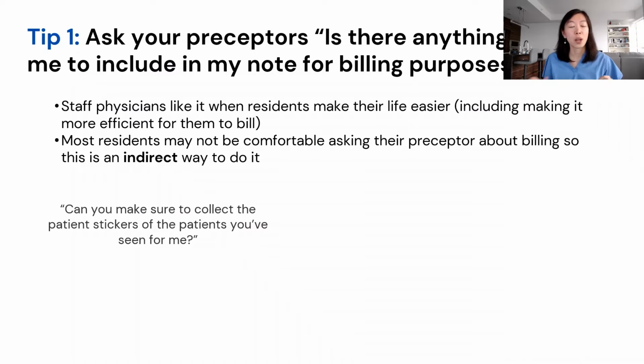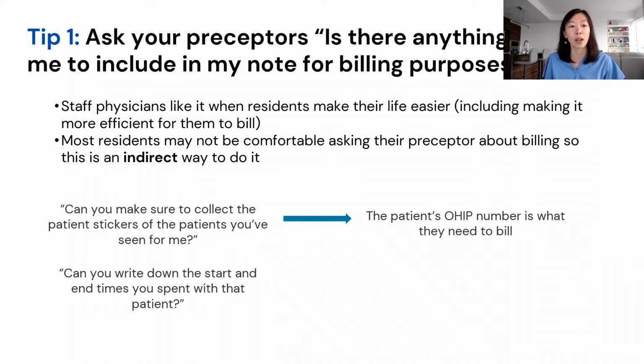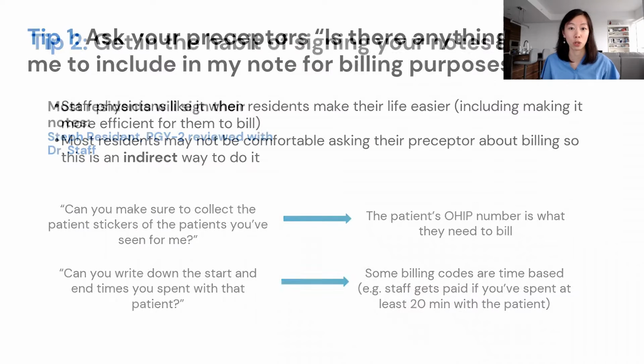Sometimes preceptors will ask their residents, can you make sure to collect the patient stickers of the patients you've seen for me? And the reason they do that is because they need their OHIP number in order to bill. So take the initiative to do that for your staff physician. Sometimes staff physicians will ask you to write down the start and end times that you spend with the patient. And the reason for that is because there are some billing codes that are time-based. So your staff will only get paid if you spend at least 20 minutes with the patient.